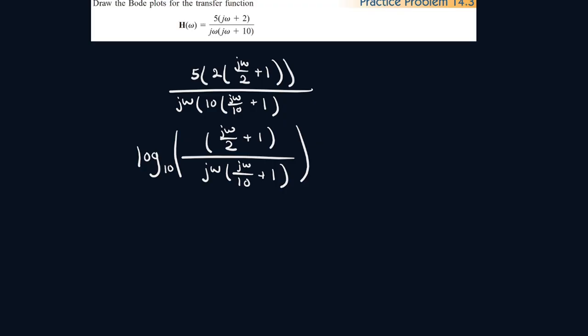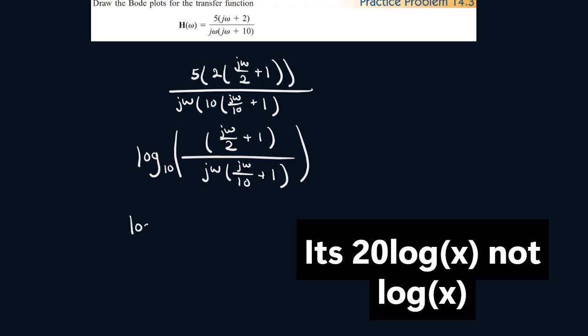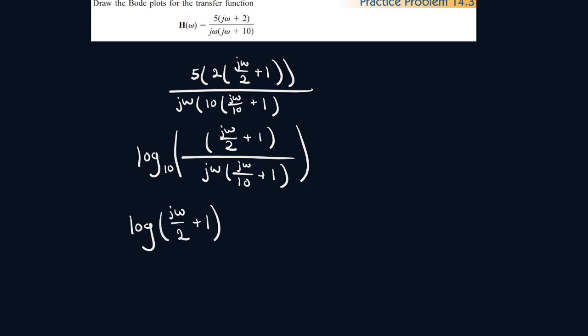This will give you your decibel equation. So log of jw over 2 plus 1, minus log of jw, minus log of jw over 10 plus 1.